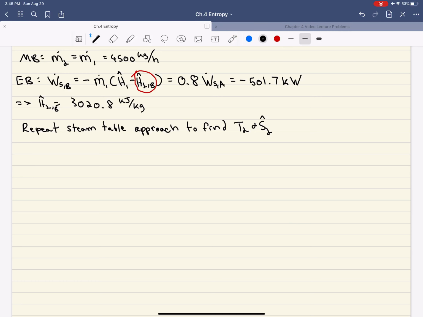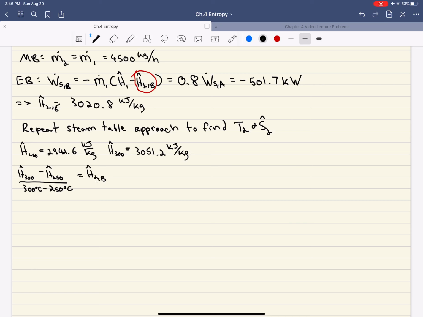So here we write down that H hat 250 is equal to 2942.6 kilojoules per kilogram. H300 is 3051.2 kilojoules per kilogram. And we interpolate. H2B minus H250, over 300 minus 250 degrees C. Our only unknown is T2 again. So if we solve for it, we get T2 is equal to 286.7 degrees Celsius.